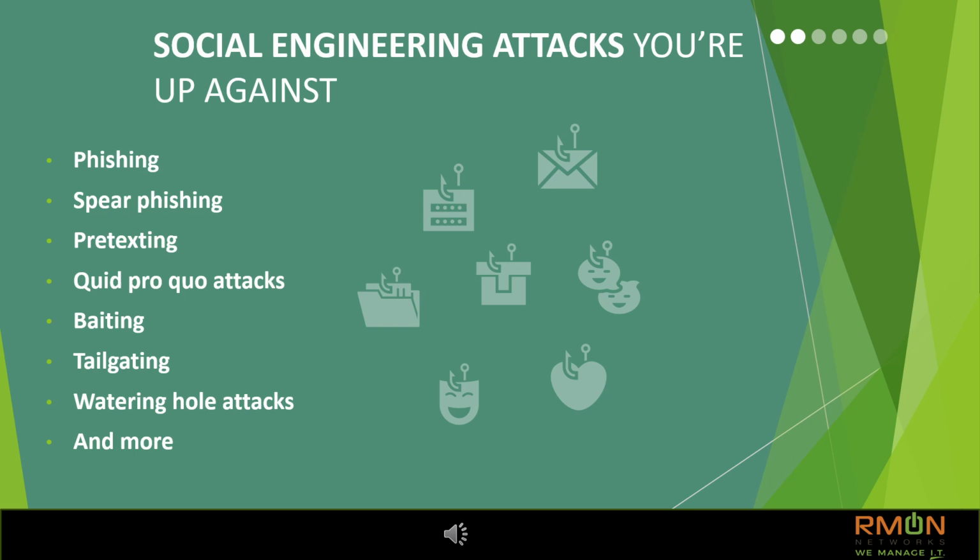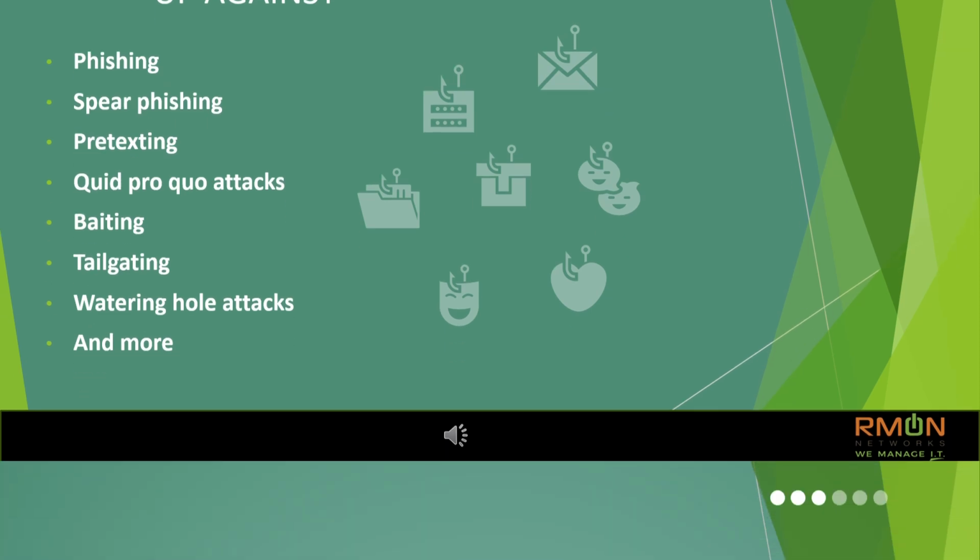Tailgating. This is all about physical access. Someone follows an employee into the building, maybe holding a cup of coffee or pretending to have forgotten their badge. Your guard drops, and just like that, they're inside. Watering hole attack. Here, attackers infect a website they know your team visits, like an industry forum or a vendor page. You visit it like you always do, but now you're unknowingly downloading malware. Each of these tactics is a different flavor of the same strategy.